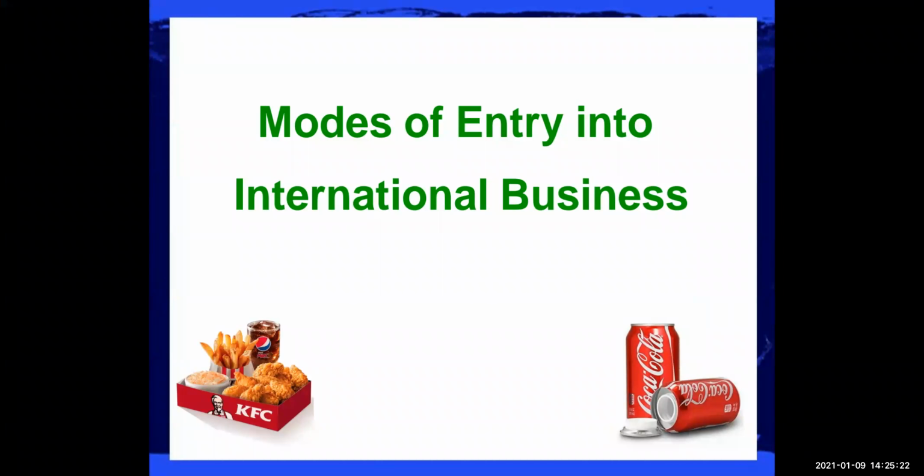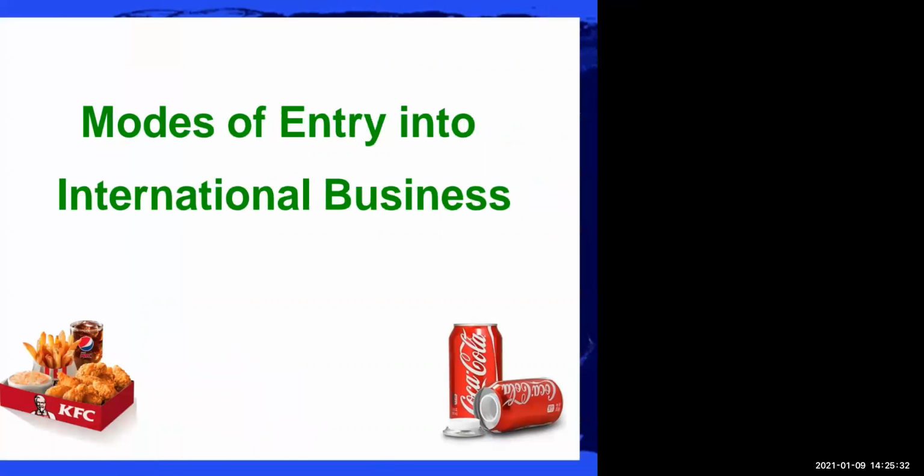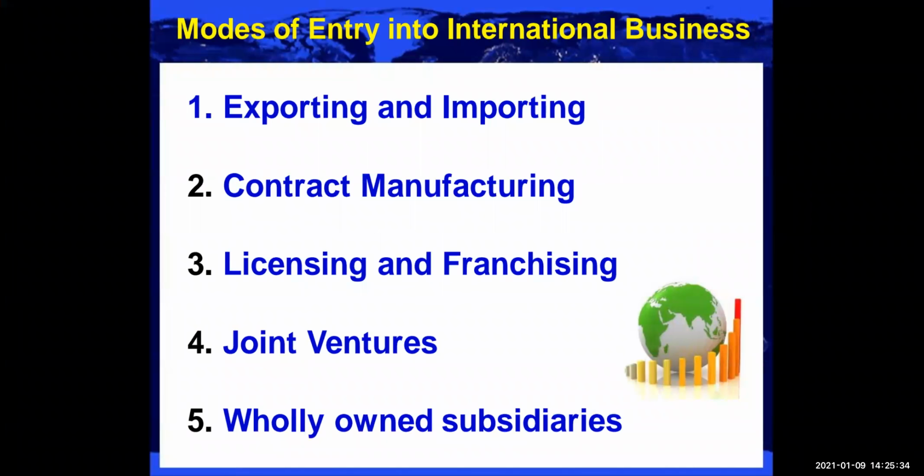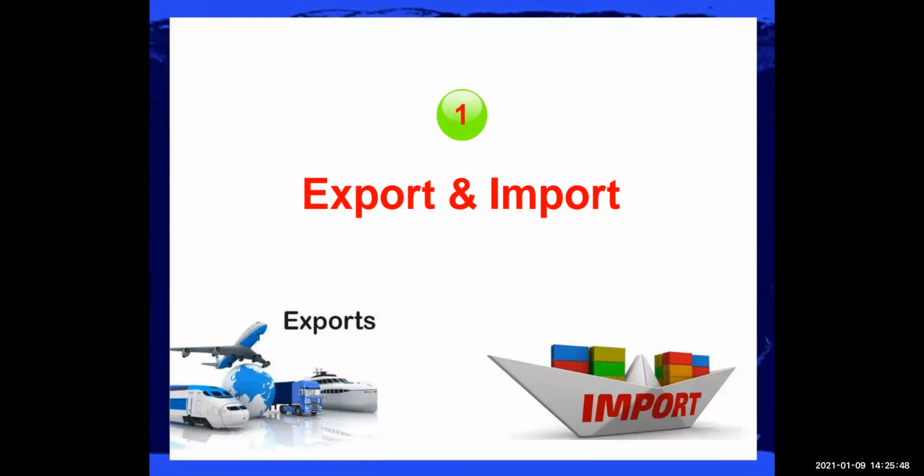In this session, we are going to study modes of entry into international business, that is, the ways through which any country or any firm can enter into international business. These are the list of modes: either through exporting or importing, or through contract manufacturing, or through licensing and franchising, joint ventures, and wholly owned subsidiaries. Now let's learn one by one.